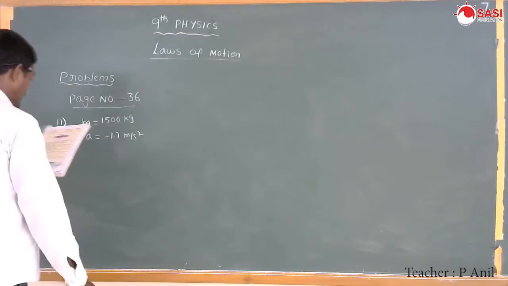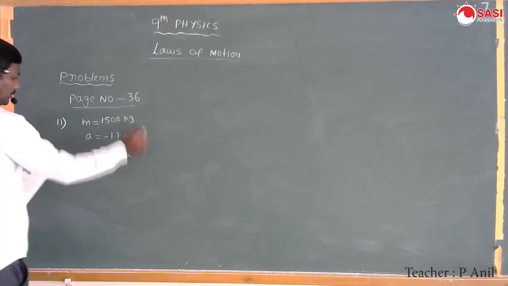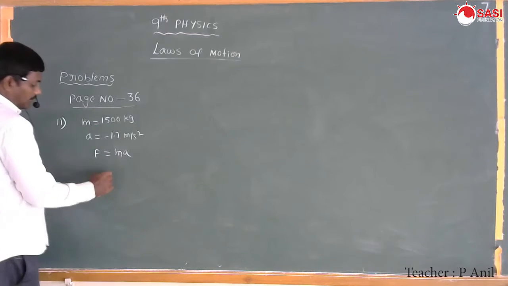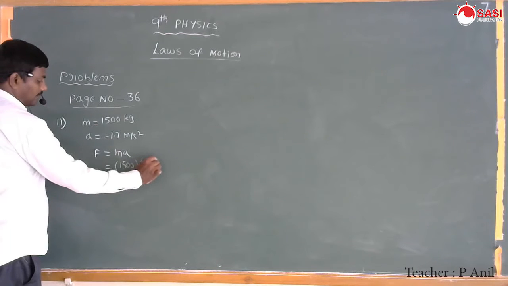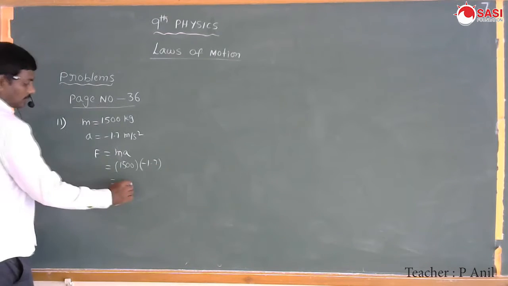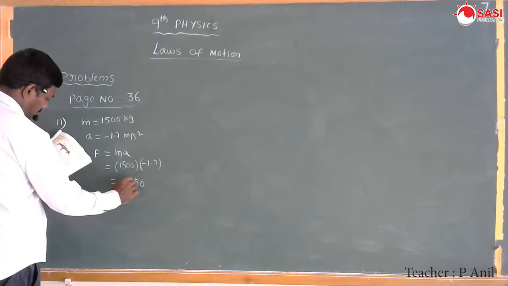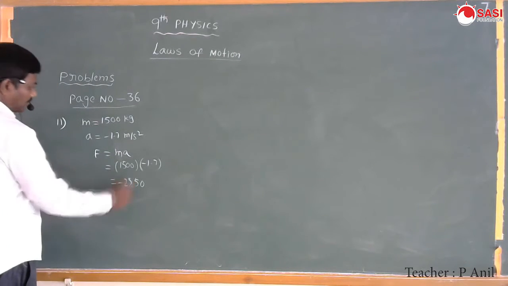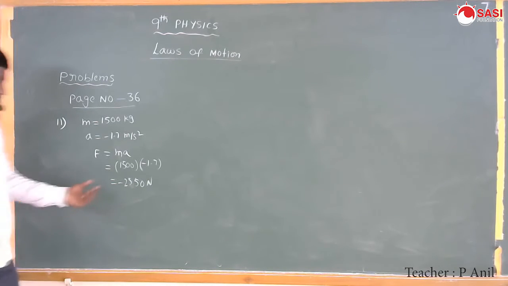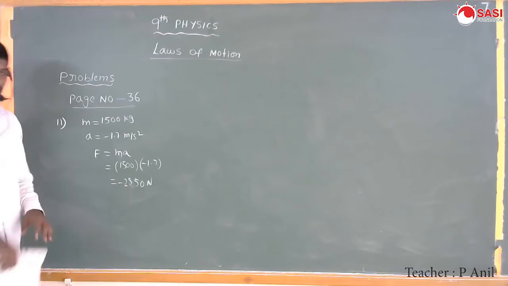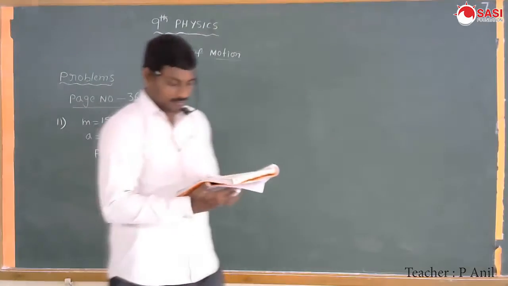That means force is equal to, we have the formula m into a. What is the mass here? 1500. A is minus 1.7, which is equal to 2550 newtons. Here what does the minus sign indicate? The minus sign indicates the direction of force is opposite.